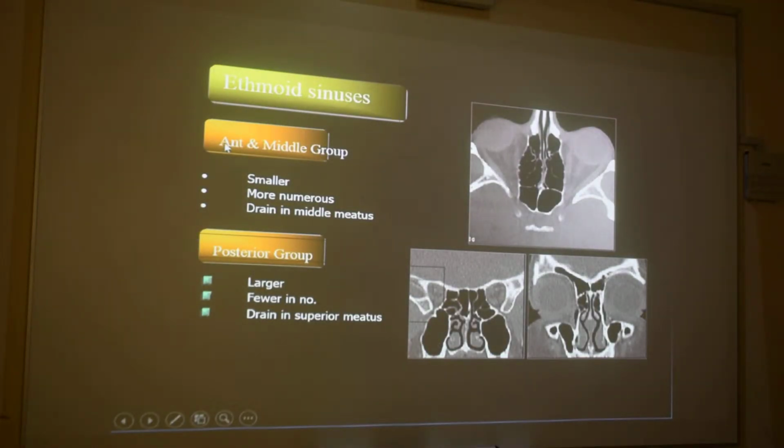Okay, the ethmoid sinuses, the anterior, middle. Some say there are also middle, but remember you can divide them into anterior and posterior. So the anterior drain into the middle meatus. The posterior drain into the superior meatus.